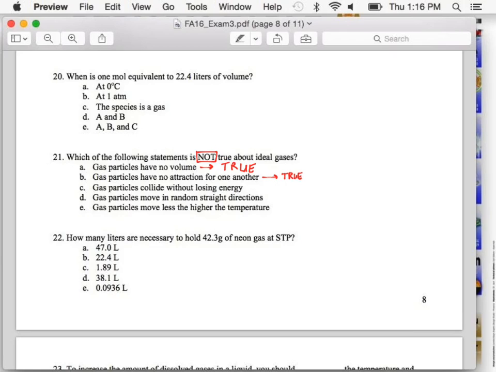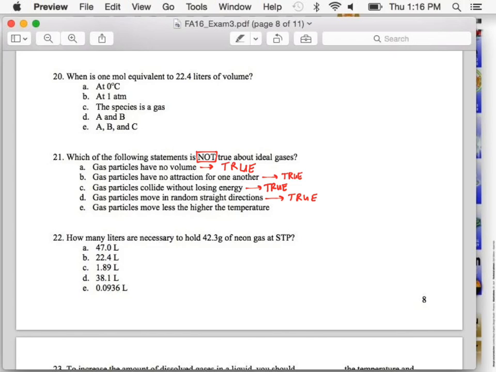Gas particles collide without losing energy. Also true. Gas particles move in random straight directions. True. What's going to be easier to model? Somebody running in a straight line or somebody running all over the place? Straight line. What we're trying to do is model a real system. So we're going to pick the simplest possible option that we can.